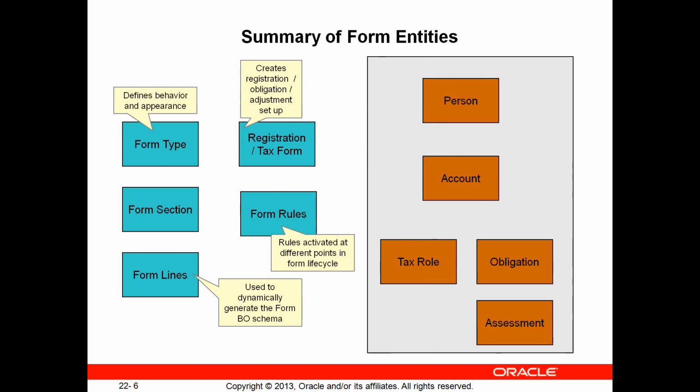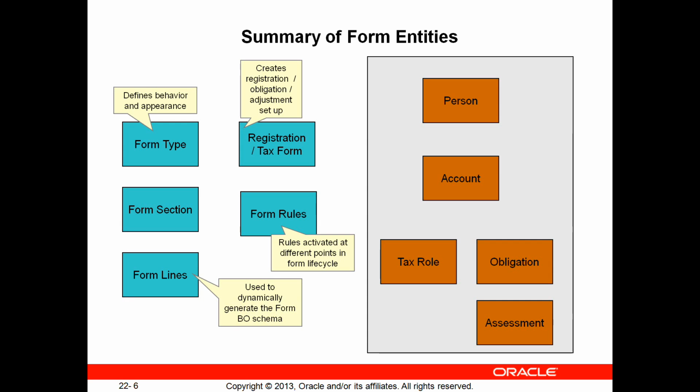And when we build the form type, we will see that the important parts of form types are the form sections and lines, and form sections and lines make up the user interface for the form. And when you generate the form type, that's when the underlying form is actually created dynamically. You don't have to go to the transaction business object and create the user interface. Everything is done via the form type directly through sections and lines when you generate. And form types can be used for both registration forms and tax forms.